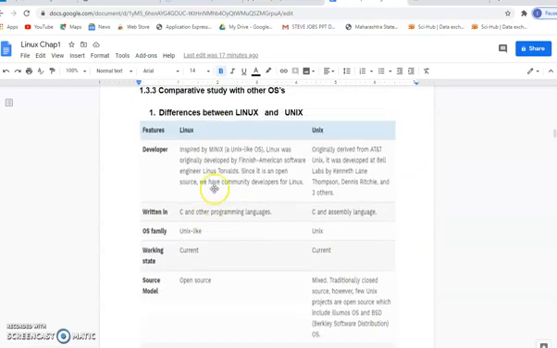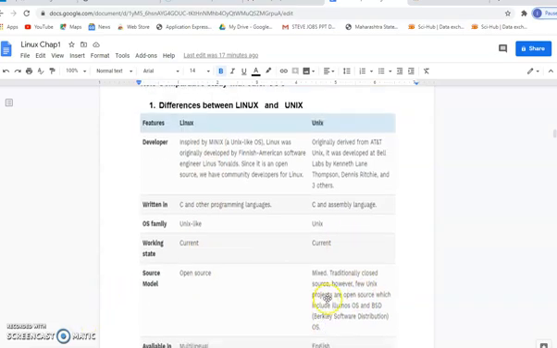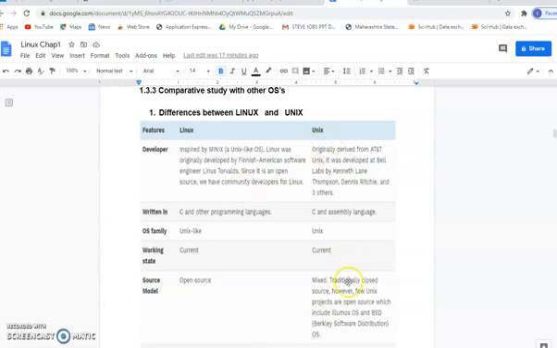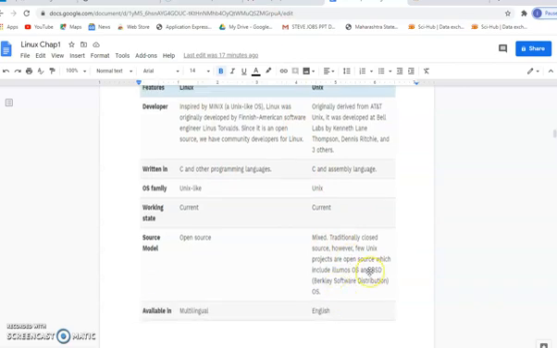Source model: open source. Linux has taken an open source model. In the case of Unix, it is a mixed one. Actually, Unix had a closed concept. Traditionally, it was developed for a particular organization for an academic purpose. But later on, it merged with the concept of open source. So we can say it is a mixed one.